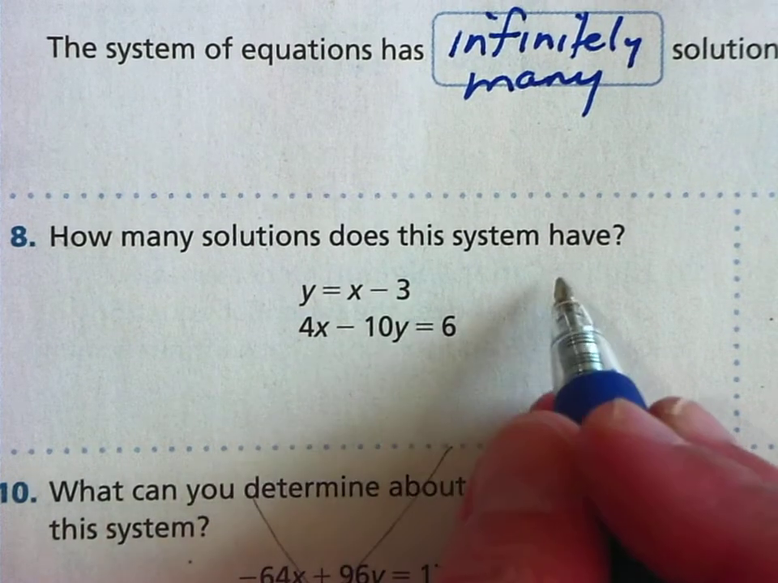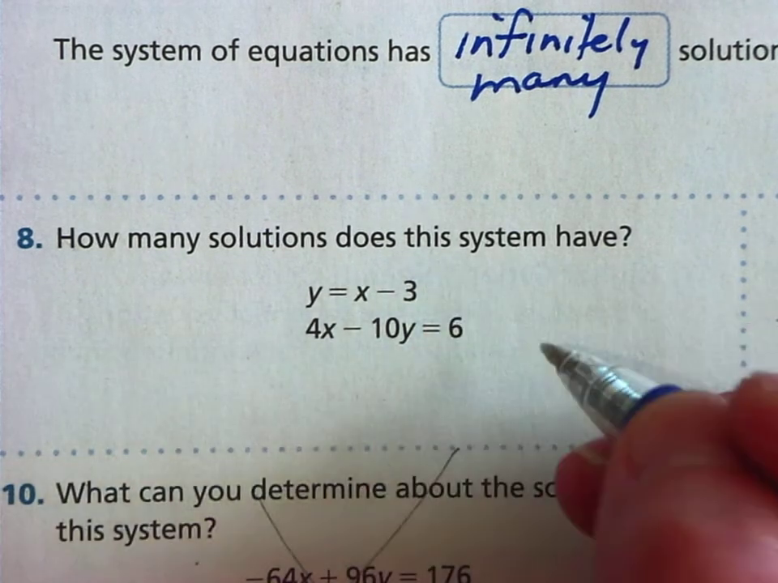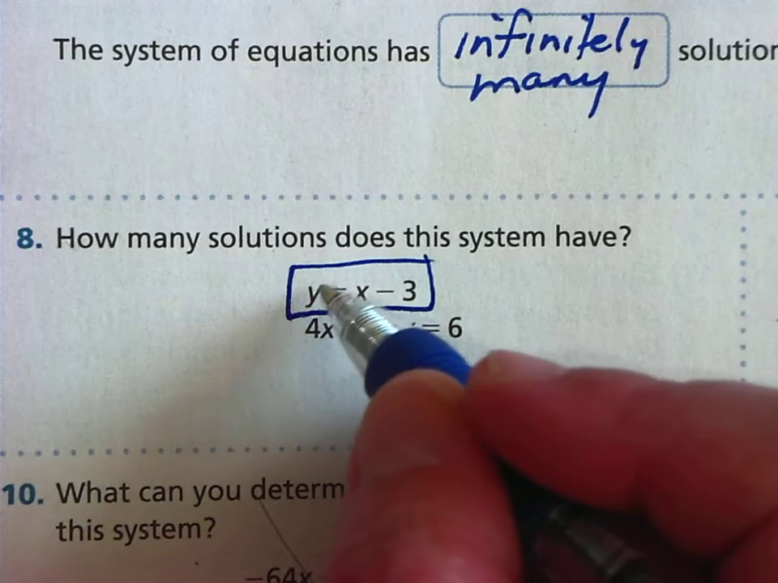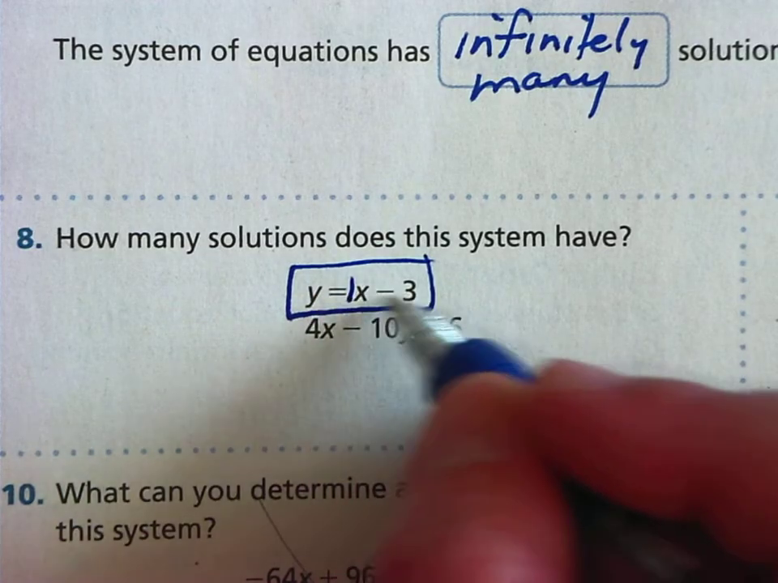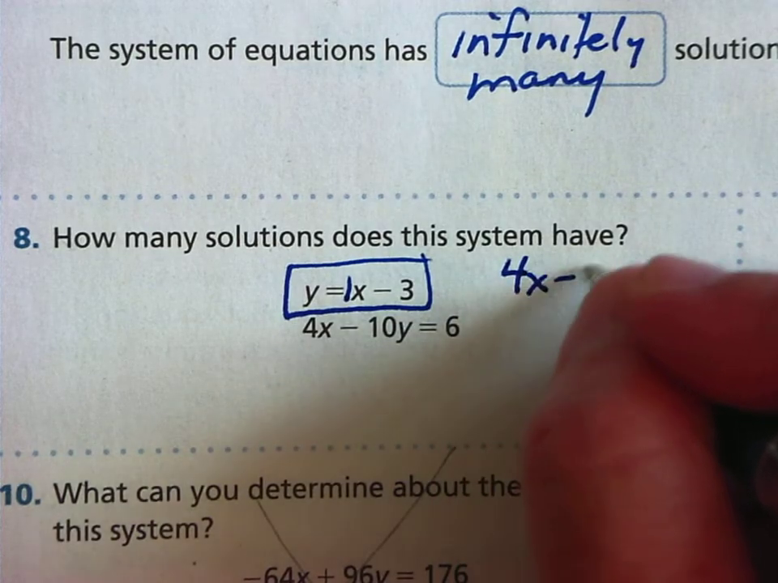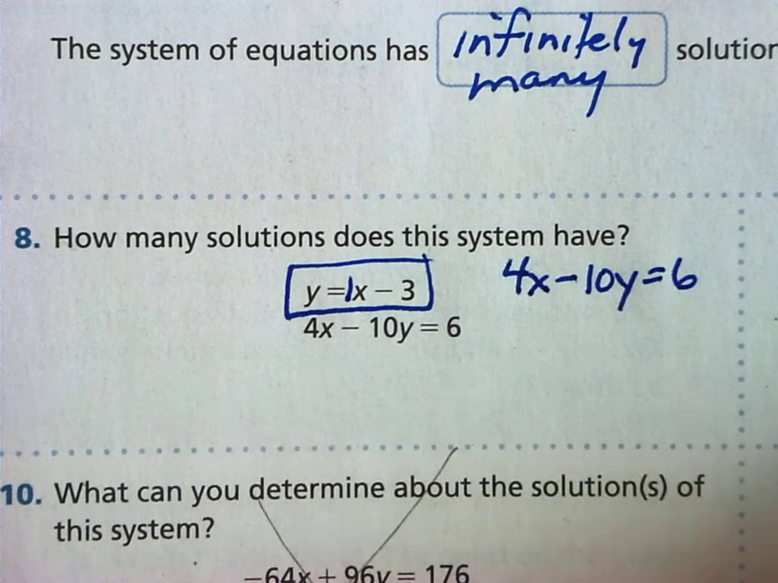How many solutions does this system have? Okay, well, let's put these in slope-intercept form. So this top equation is already in slope-intercept form. It's solved for y. Y equals 1x minus 3. This one is not, so this is where you would rewrite it. Give yourself some room to solve.